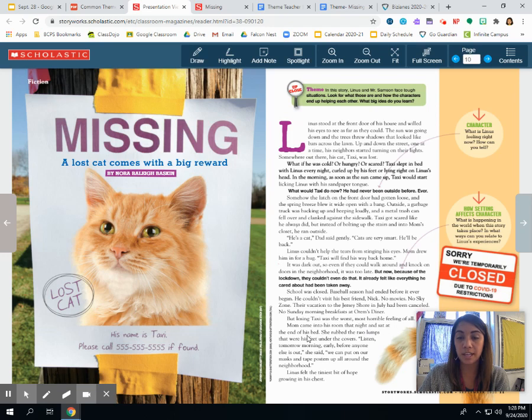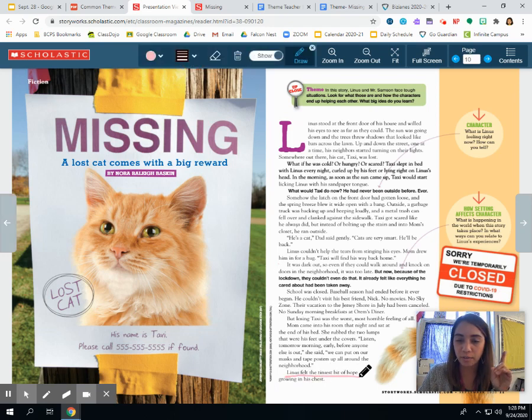Mom came into his room that night and sat at the end of his bed. She rubbed two lumps that were his feet under the covers. "Listen, tomorrow morning, early, before anyone else is out," she said, "we can put on our masks and tape posters up all around the neighborhood." Linus felt the tiniest bit of hope growing in his chest.